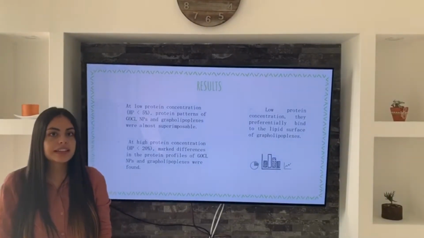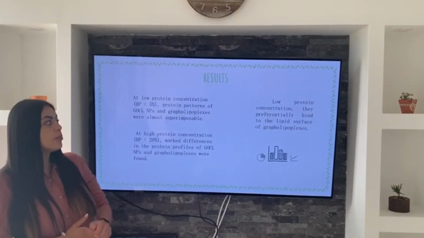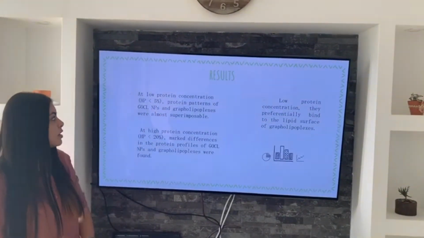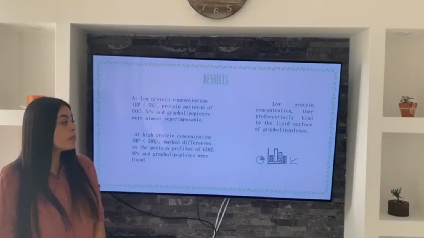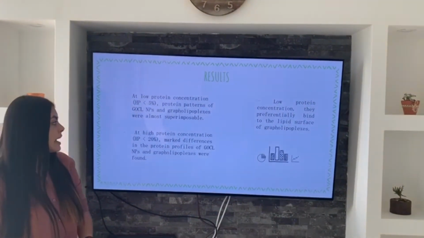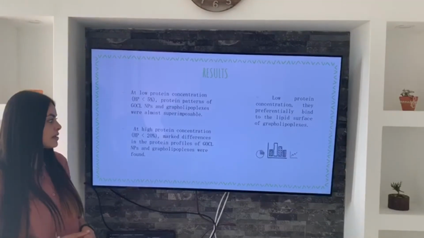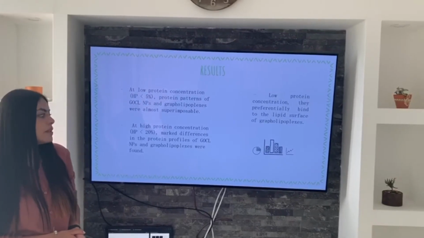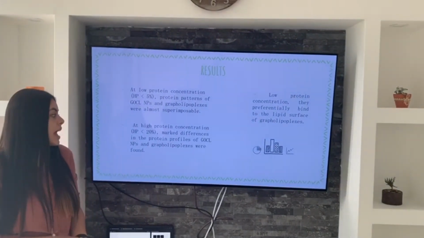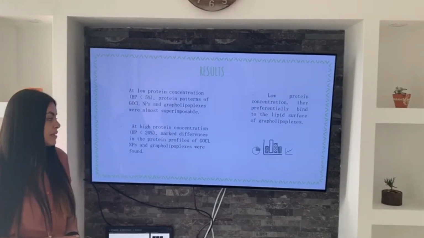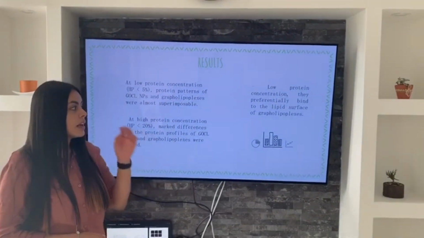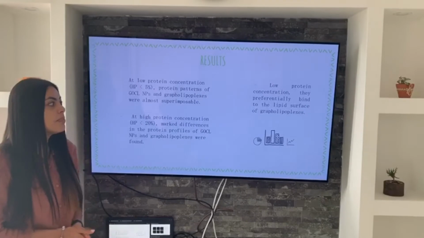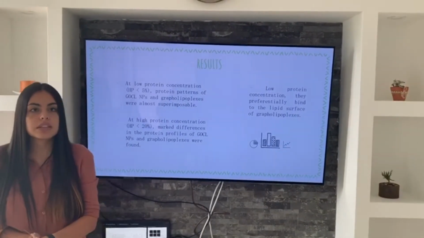About the last picture, in the electrophoresis, they found that at a low protein concentration in human plasma, lower than 5%, the protein patterns of GOCL nanoparticles and the grapholipoplexes were almost superimposable. And on the other hand, at high protein concentration in human plasma, higher than 20%, marked differences in the protein profiles of GOCL nanoparticles and the grapholipoplexes were found. And the result about the electrophoresis is that at low protein concentration, proteins preferentially bind to the lipid surface on the grapholipoplexes.